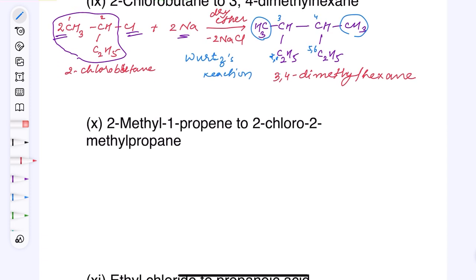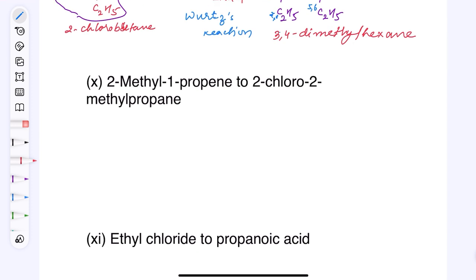Now let us go to the next conversion, that is 2-methyl 1-propene to 2-chloro 2-methylpropane. Let us first take 2-methyl 1-propene, how it is written. Since it is propene, obviously you have your 1, 2 and 3 carbons, but as it is propene we take CH2 here. On the second carbon you have the methyl group, so I write 2-methyl, then I'll satisfy the valencies of carbon. This is the structure of 2-methyl 1-propene. Now we make this react with HCl.